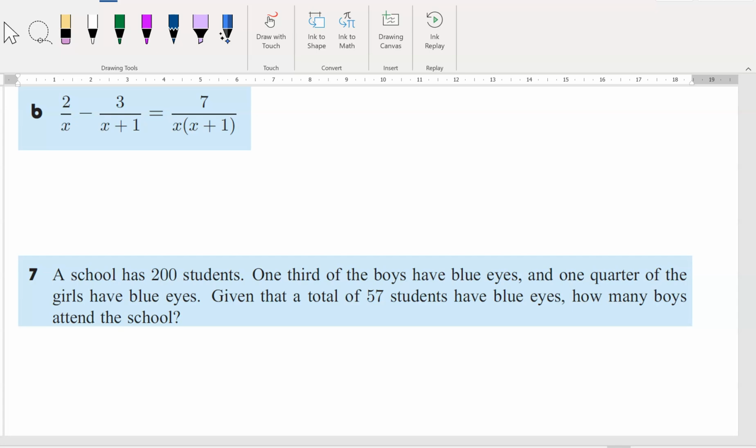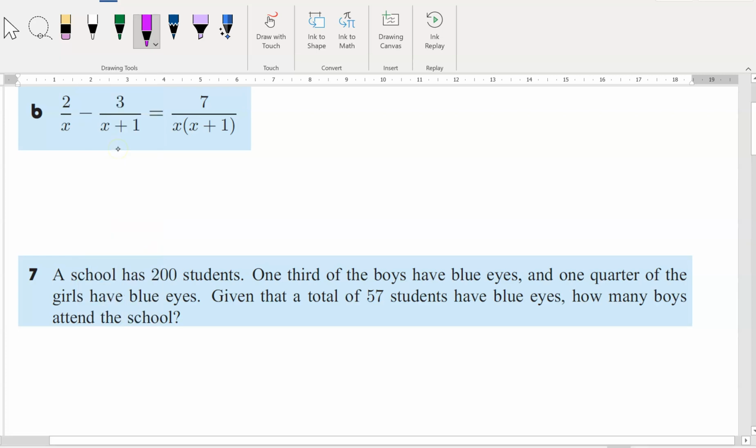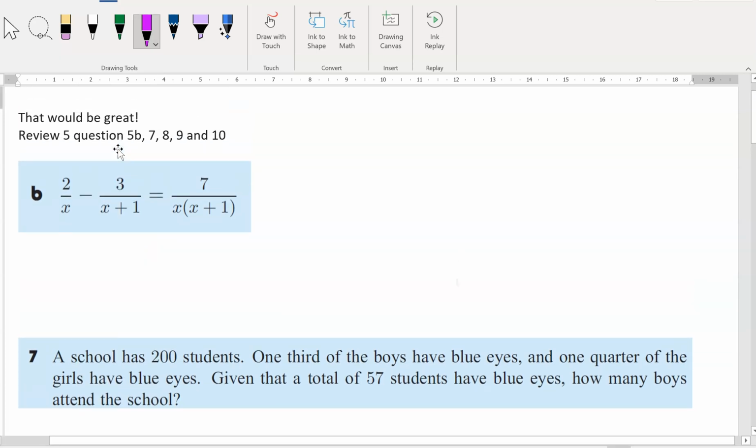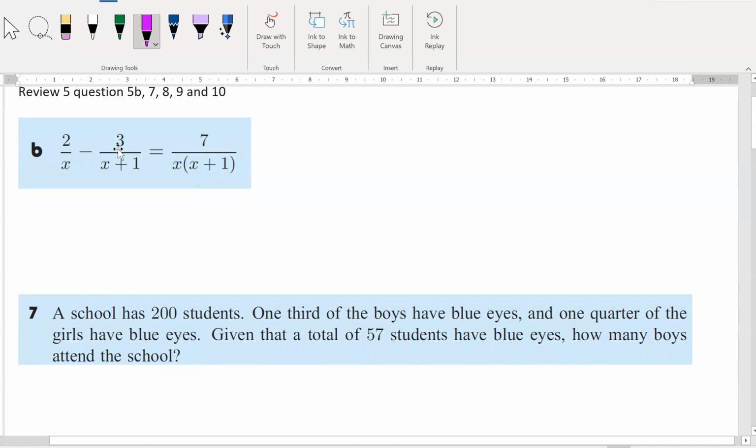Right, so requested questions. Let's start off with this one. This is question 5B from review 5. We've got fractions and we want to solve for x. The first thing we want to do is make the same denominator. Now, if you notice, if I multiply these two together, I will in fact get that denominator.